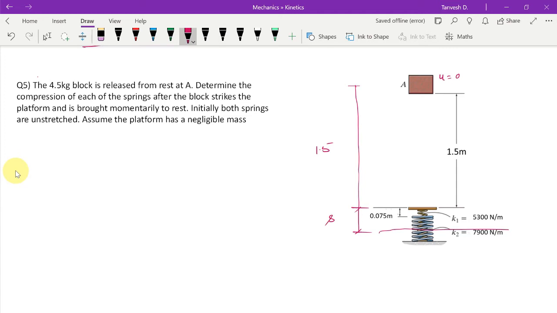Okay, so spring 1, let us write all the data first. Mass is 4.5 kg, U is equal to 0, and after this block reaches this point here, 1.5 plus S, its final velocity again becomes 0, because it is brought to momentarily rest. So V is also equal to 0, and now we just have to check what is the work done by all of them.